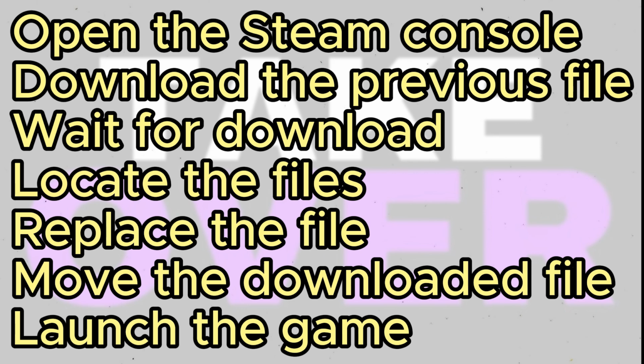Download the previous file in the console. Type the following command exactly: download_depot 1086940 1086941 9652823106720565692. Important: don't add any extra spaces or characters. Press Enter to execute.